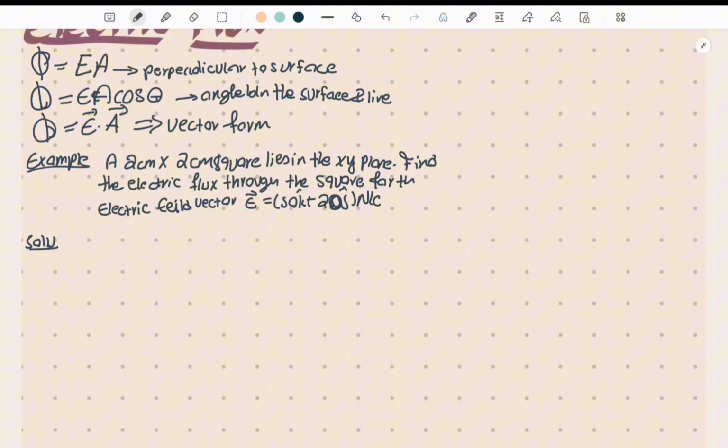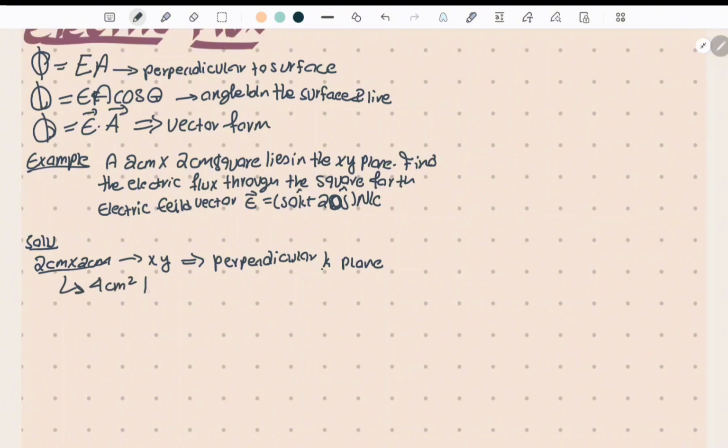So when we solve this, the first thing that we need to do is understand what's given. This 2 centimeter by 2 centimeter square is in the xy plane, meaning that it is perpendicular to the k axis. So when we multiply this, this dot product will just provide us with the k axis. And then when we look at what we're given, the electric field is 50 k plus 20 j.